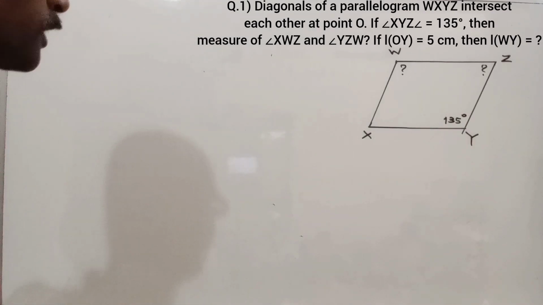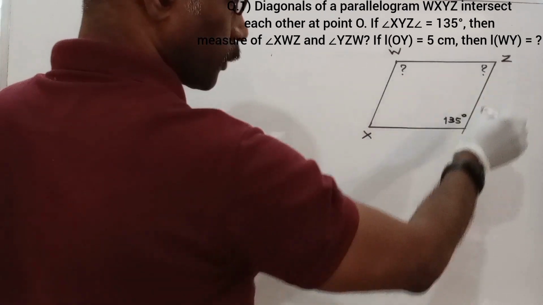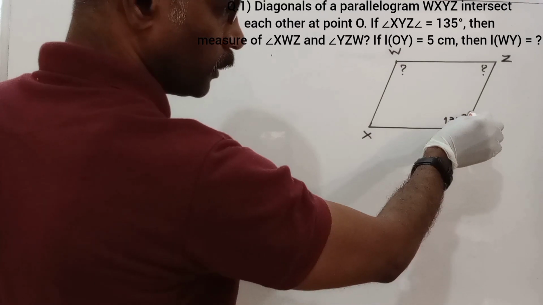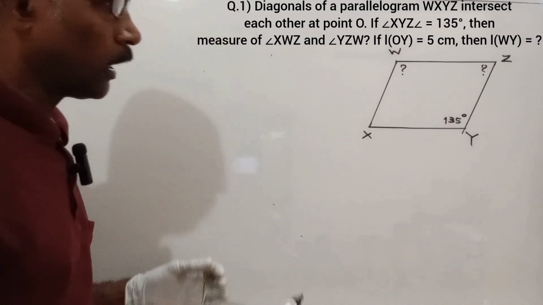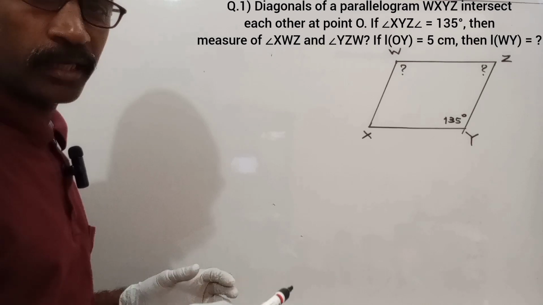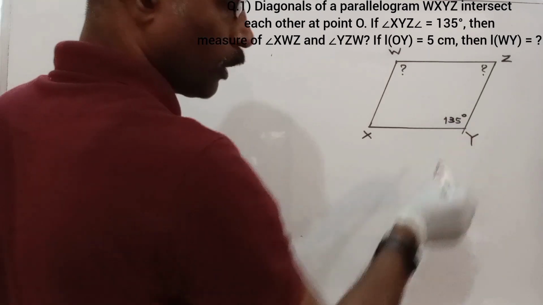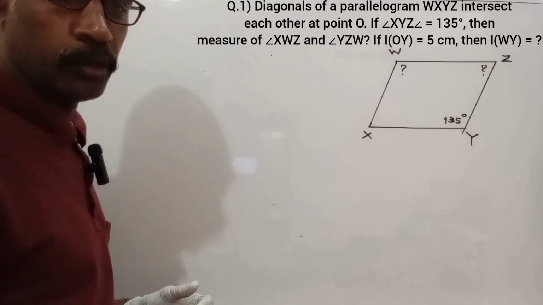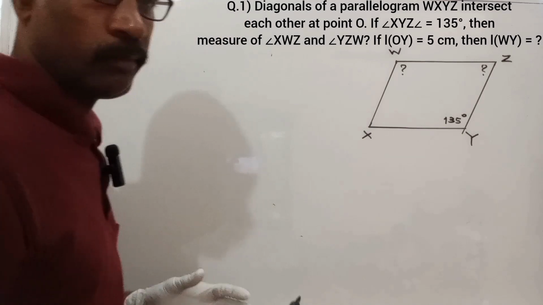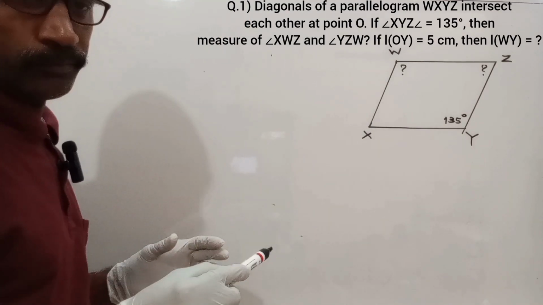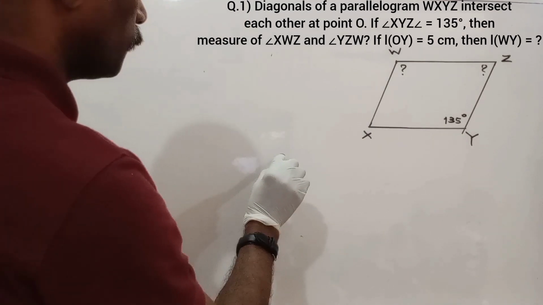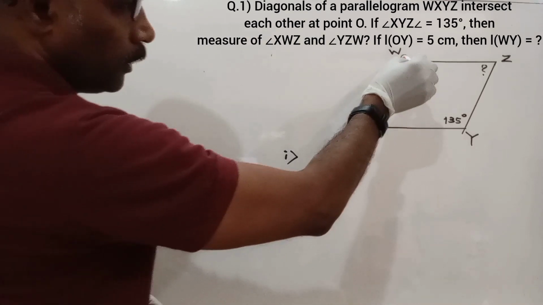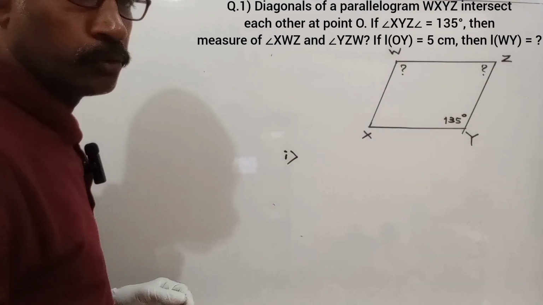Okay, now see this carefully. This is a parallelogram, and in this parallelogram we have been given the measure of angle XYZ, 135 degrees. Then we will find the measure of angle W, as well as the measure of angle Z. First I will find the measure of angle W.